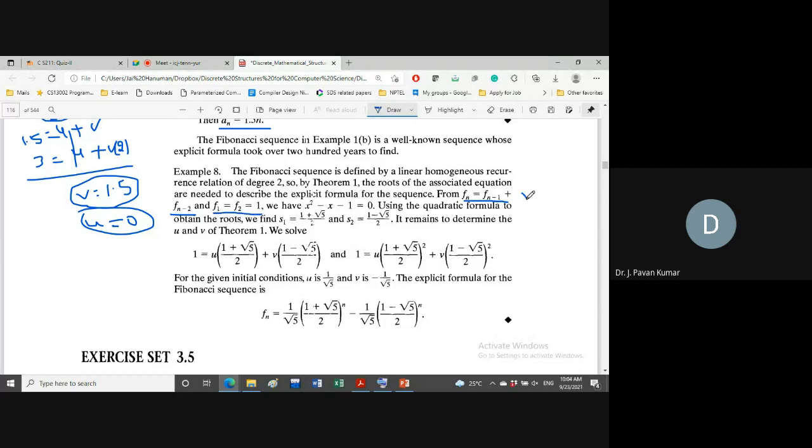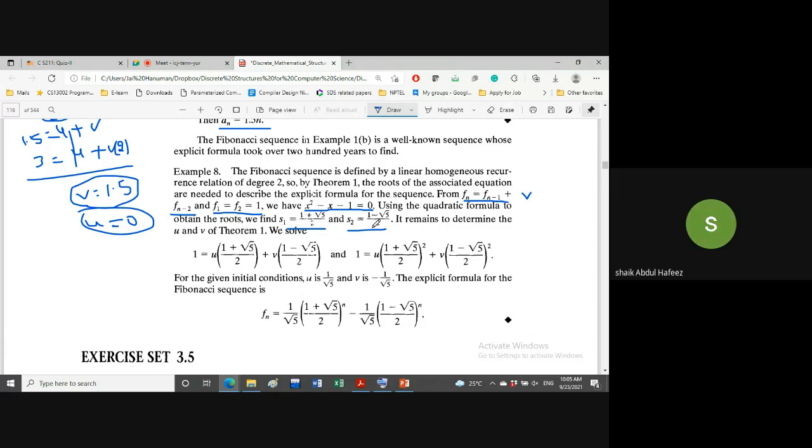Now by using this recurrence relation, what's the characteristic equation that we can obtain? x square is equal to x plus 1, that is, x square minus x minus 1 is equal to 0. This is the characteristic equation. What are the roots for this quadratic equation? We can use the formula minus b plus or minus square root of b square minus 4ac, by 2a. Then we can obtain s1 value as like this, s2 value as like this. Now, are these two distinct roots or same roots?